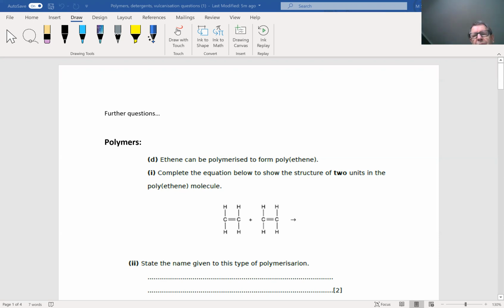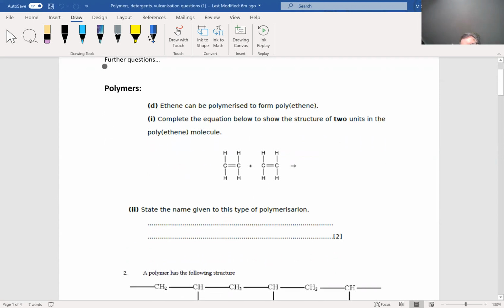Firstly, these questions about polymers, and this is about ethene. Something that you should always know is that when we've got an alkene, when we name its polymer, we just put poly in front of the ethene bit. Whatever the name of the alkene is, we just go poly and then the name of that alkene. Okay, so let's go for it.